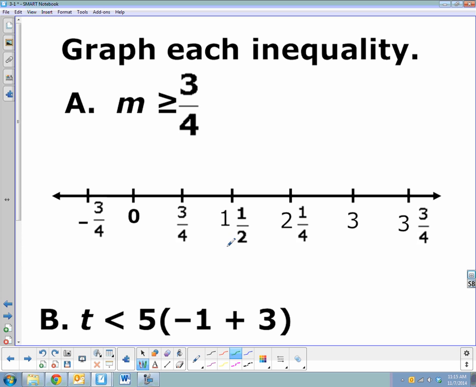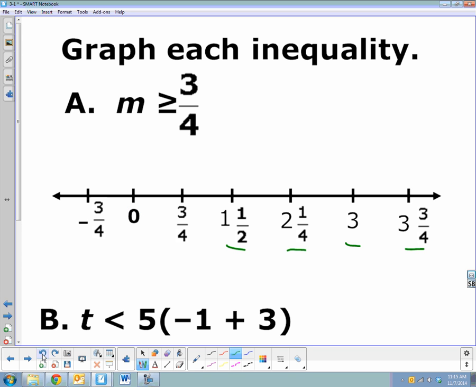1.5 is greater than 3/4. 2.5, or 2.25, excuse me, is greater than 3/4. 3 is greater than 3/4. All the numbers over on the right side there are greater than 3/4. 0 is not greater than 3/4. 0 is less than 3/4.